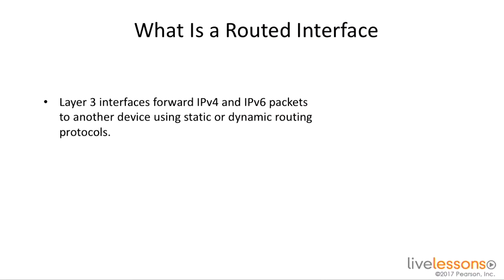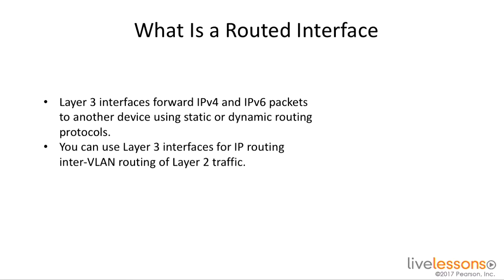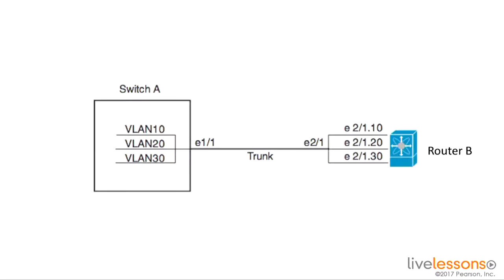A routed interface is a layer 3 interface that forwards IP version 4 and IP version 6 packets to another device using static or dynamic routing protocols. You can use the layer 3 interfaces for IP routing or inter-VLAN routing of layer 2 traffic. This would be an example of a switch connecting to a router.